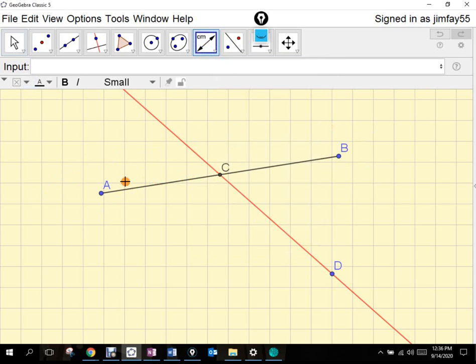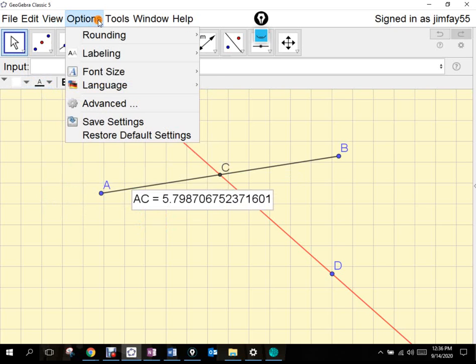And I can guarantee to you, it's out to 15 decimal places for some reason.